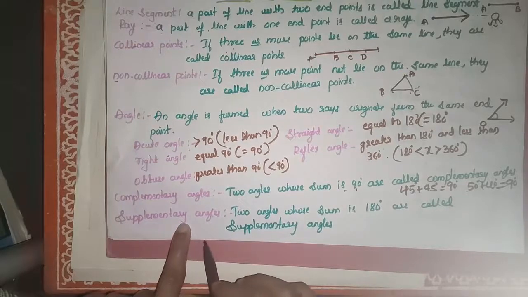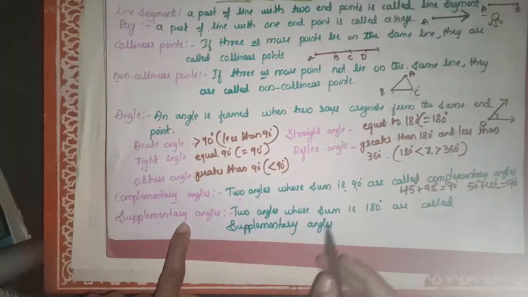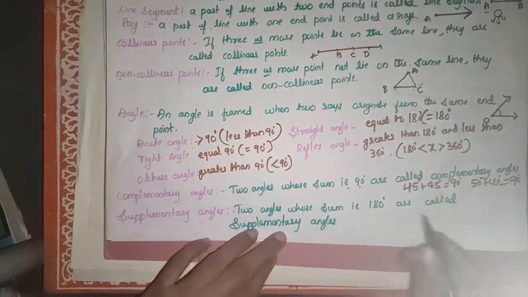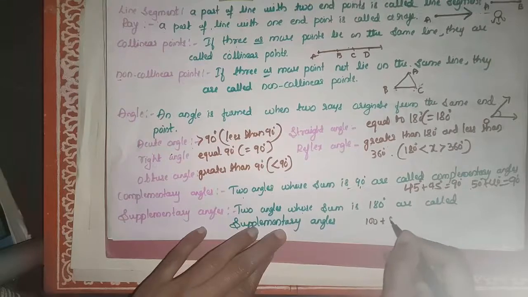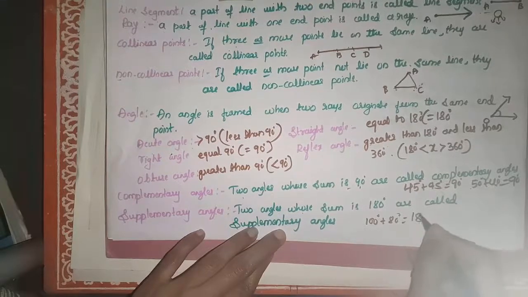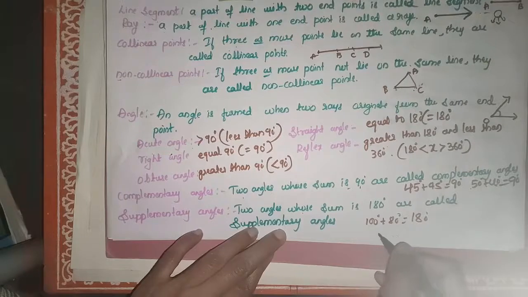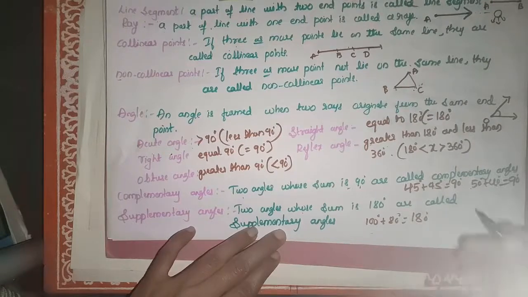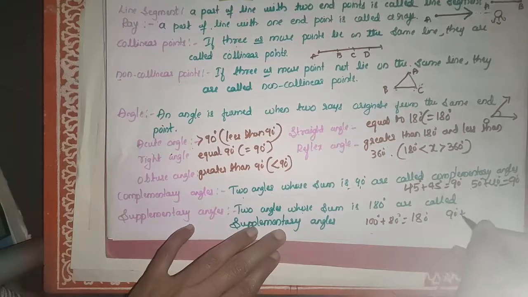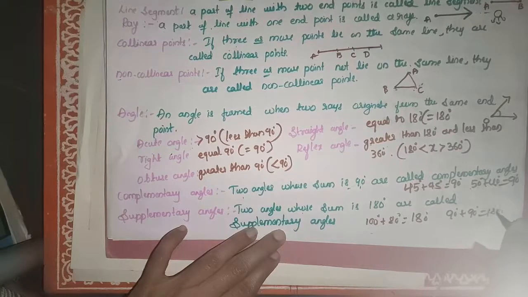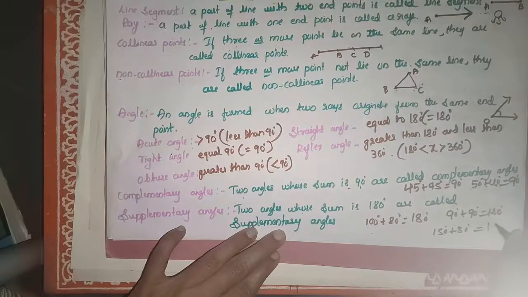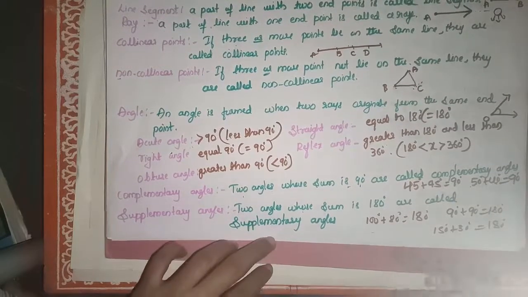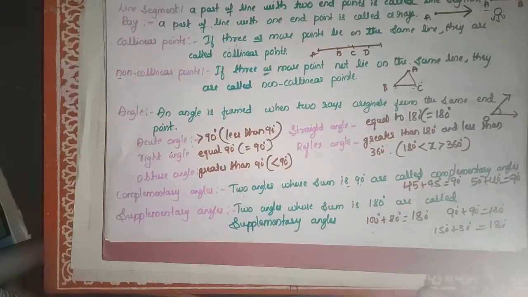Supplementary angles are two angles whose sum is 180 degrees. For example, 100 plus 80, the sum of the two angles is 180. So these are called supplementary angles. Otherwise you can take any angles, 90 plus 90 equals 180. These are also supplementary, or 150 plus 30. These are also supplementary angles. The sum is 180, that's why these are called supplementary angles.